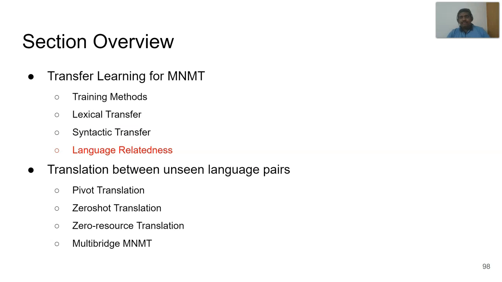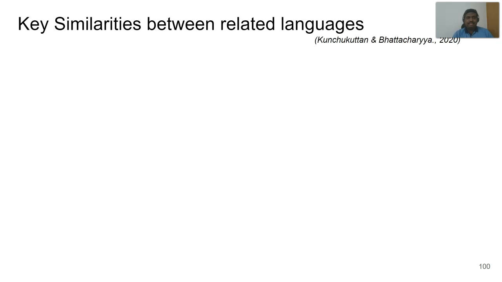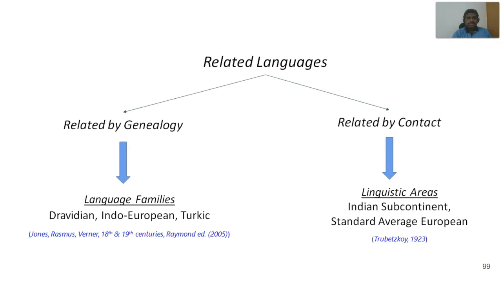Finally, let's see how language relatedness is important for transfer learning. So far we have not discussed that, but when we started this discussion we said that transfer learning looks at scenarios where you're transferring between similar tasks. So let's see how that matters. What do we mean by language relatedness? Languages can be related in different ways, but in this context a couple of ways are important.